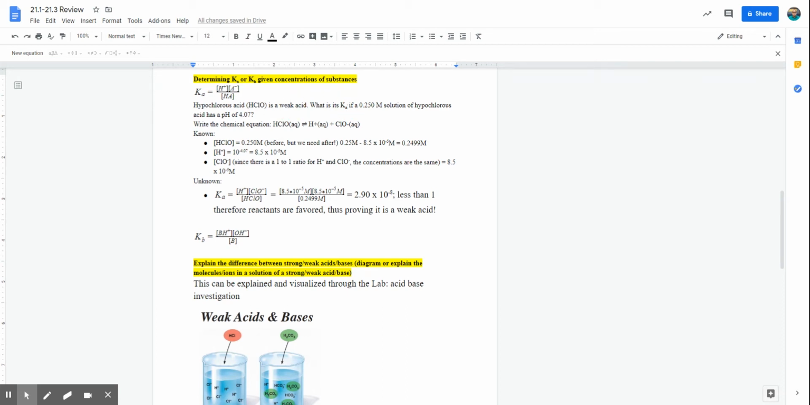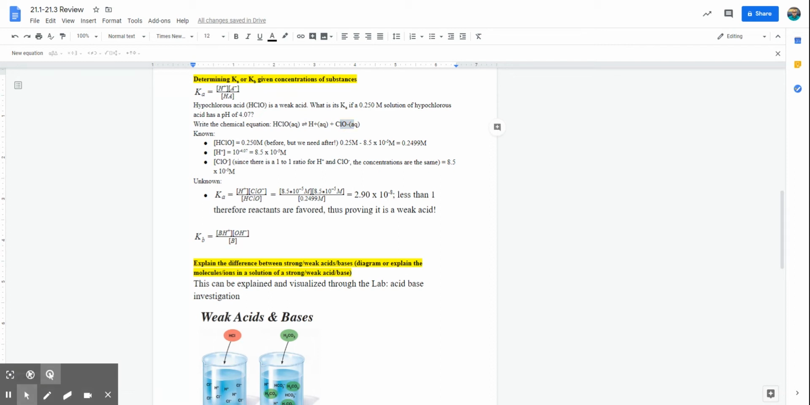To determine the Ka, the concentration of the solution to start with is 0.25, and it has a pH of 4.07. You write the chemical equation first, so HClO, and you have to remember how it dissociates. It's going to break into H plus, since it's an acid, this H plus is here, and then the ClO negative is there.